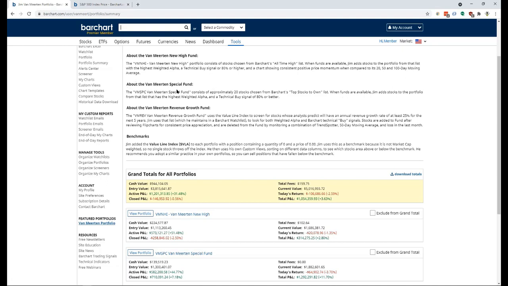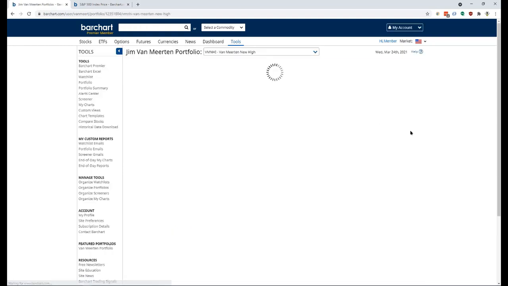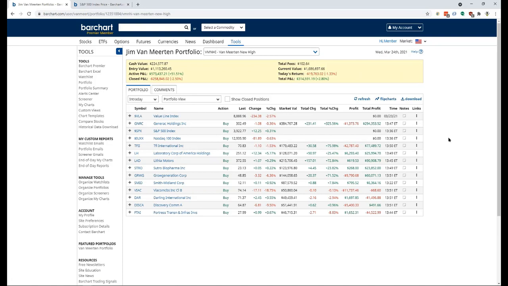All right. I want to take a look at one of these, and let's take a look at the special fund. Up at the top here, you show how you pick these stocks. Okay. Now, as you'll notice, the special fund, we'll look at the new high fund, I'm sorry. Okay, the new high fund. Now, if you notice that right now I've got about $224,000 worth of cash, so I'll be going back in and buying some stocks in today or tomorrow, and adding to that portfolio.